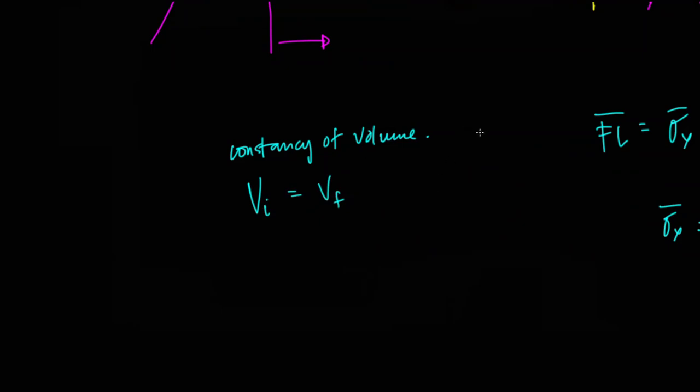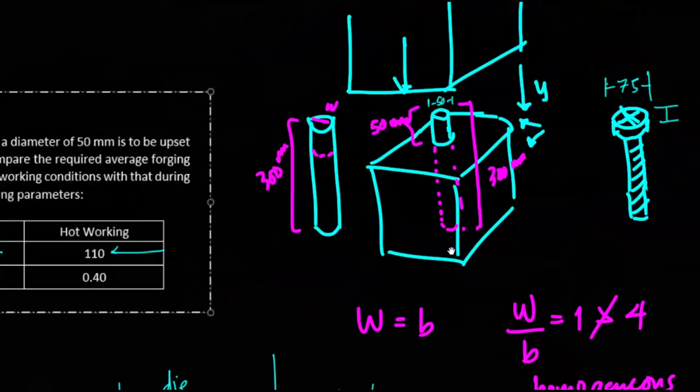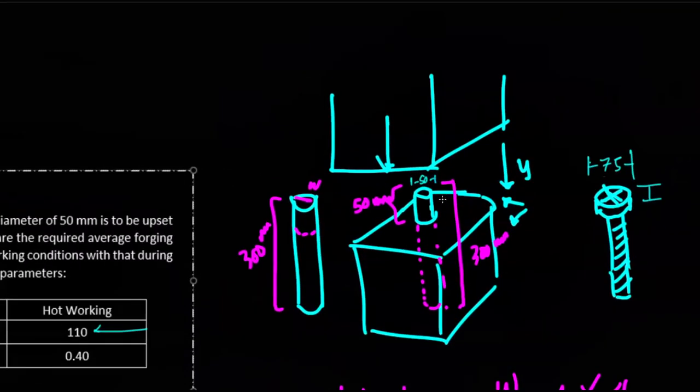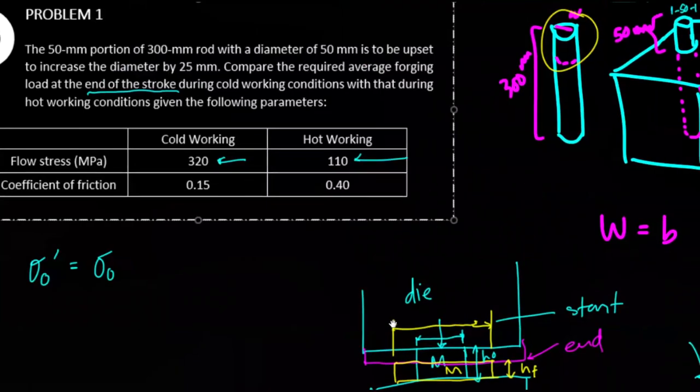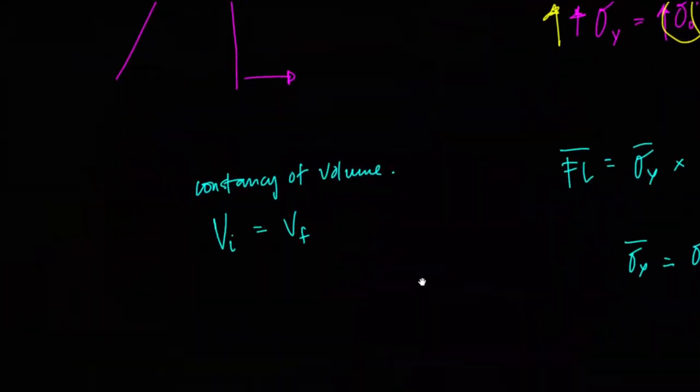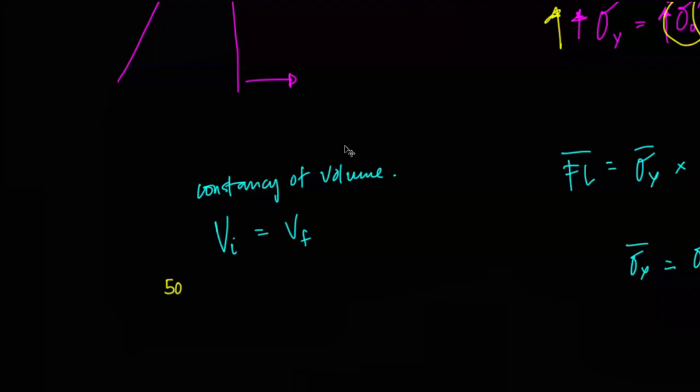Okay? So, if we compute for this, i-isolate natin tong portion na to. We can isolate just this portion, no? Itong parang maliit na portion of this cylinder right here, kasi siya lang naman na magde-deform. Okay? So if we isolate that, that's the 50 millimeter portion, no? So we can do, ang volume niya is equal to 50.